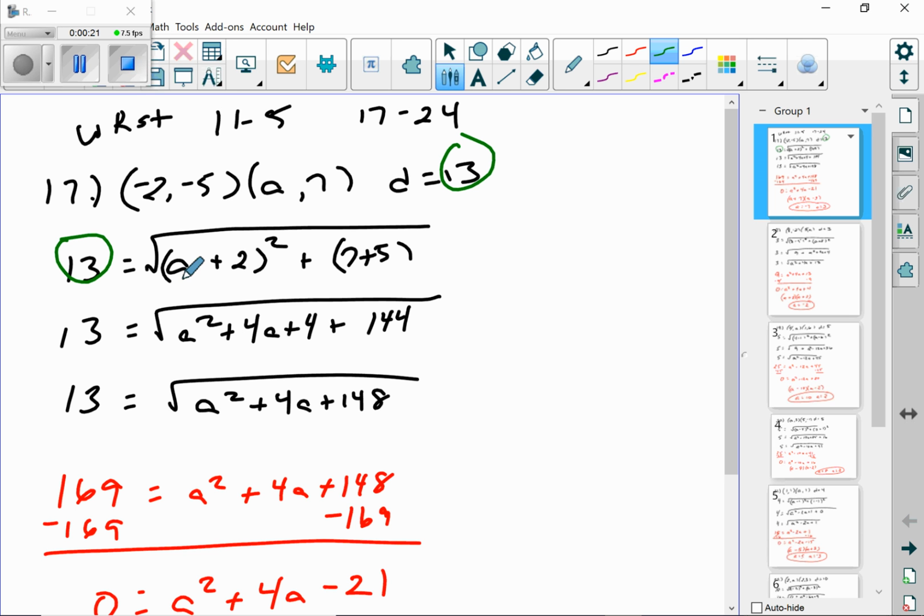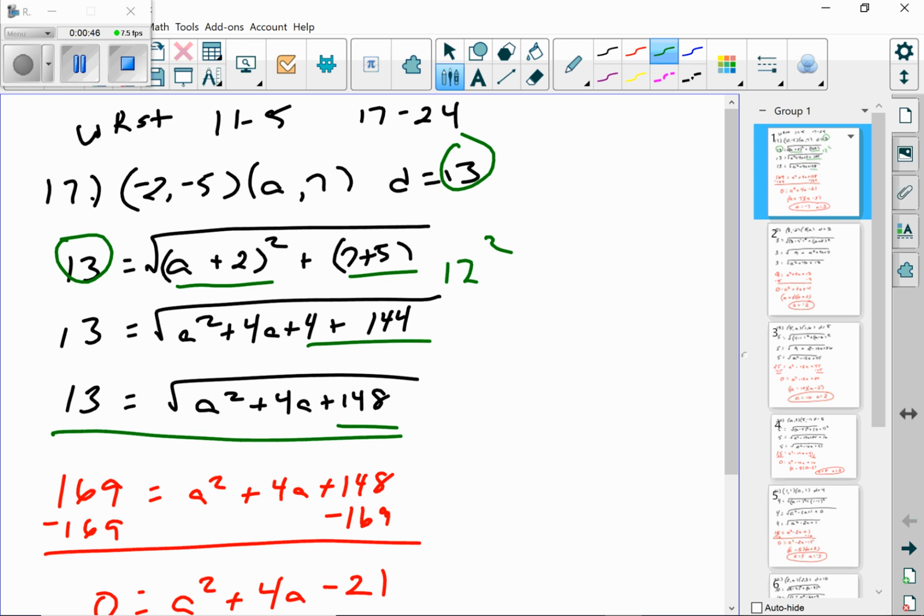And then you write your formula with your x minus x and y minus y. Again, a minus negative 2 makes a plus 2. And then 7 minus negative 5 makes 7 plus 5. 7 plus 5 is 12. 12 squared made the 144. A plus 2 squared is a plus 2 times a plus 2, which is a squared plus 4a plus 4. Combine the 4 and 144 to make 148.